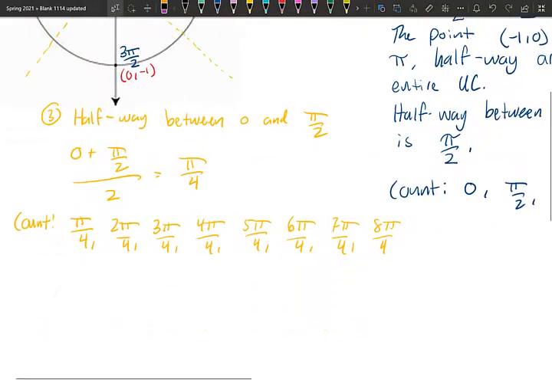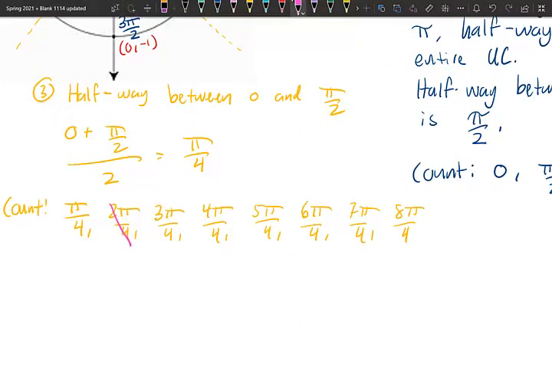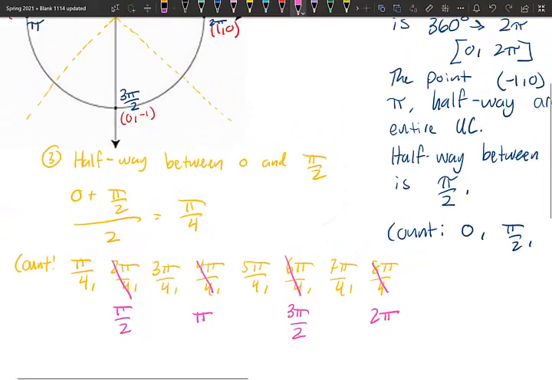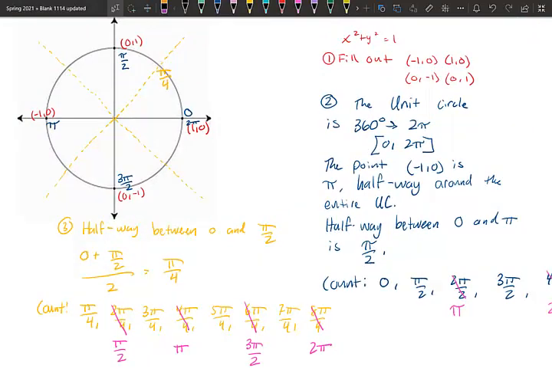So if we simplify these, let's figure out what we already have. That's pi over 2. This is just pi. This we can simplify to 3 pi over 2. And last but not least, we have 2 pi. Whatever we didn't simplify, that's what we're going to put at each halfway mark. So we have pi over 4, then 3 pi over 4, then 5 pi over 4, and then 7 pi over 4.